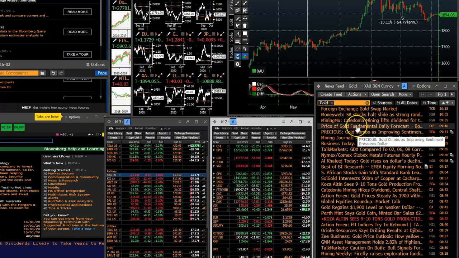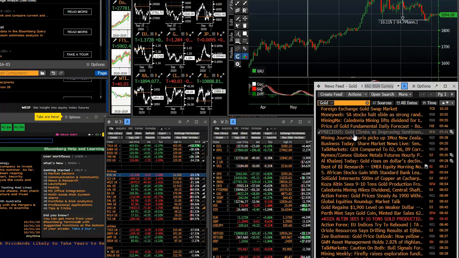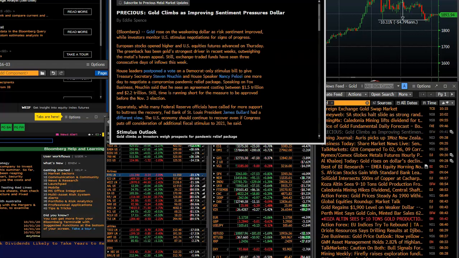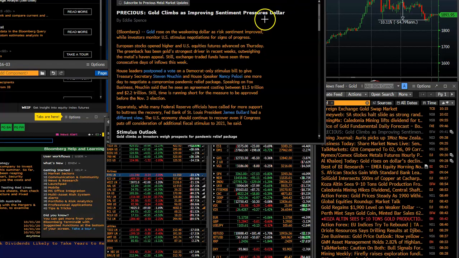So the first one says the price of gold fundamental daily forecast. Doesn't really mean anything. This one says gold climbs as improving sentiment pressures dollar. So what this particular headline means is that gold prices are moving higher because of the dollar. What do I mean by that? The gold price is moving higher because the dollar, which is sitting right over here, I mean, you trade everything against the dollar, is moving lower. So that is pretty much what is going on.